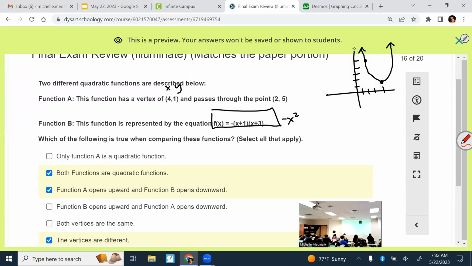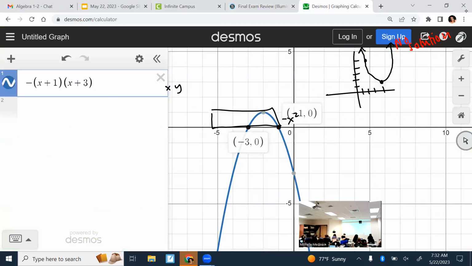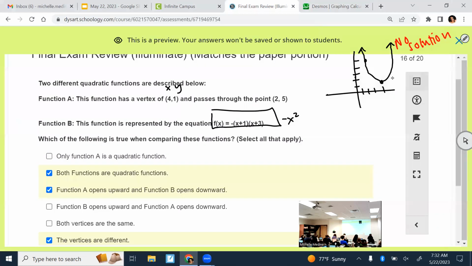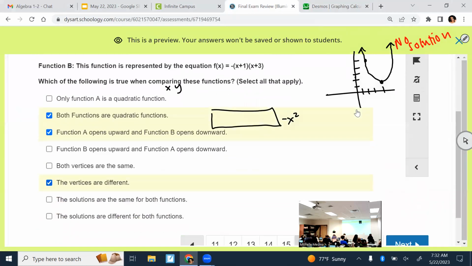Solutions are where again on the graph? Does this one have any x-intercepts? So function A actually has no solution. So you would not say that the solutions are the same because this one definitely does have solutions and this one has no solution. So don't pick that one. And then the solutions are different for both functions. So did anyone turn that one in and get it right? Or do I need to look up the key?